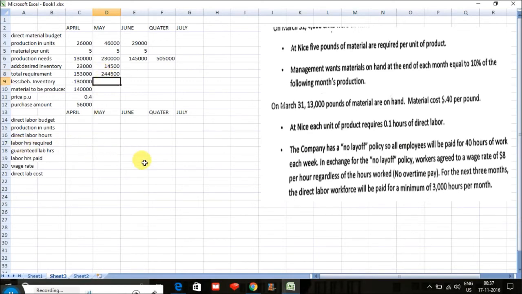Now we'll less the beginning inventory from this. So we'll apply the same concept as we have used in the production budget. That is, the ending inventory for the last month will become the opening inventory of this month. That is, the ending inventory of the last month is 23,000. So it will become the opening inventory. So minus 23,000 from this, we get 2,12,000, 2 lakh. Let me do it with the help of Excel.